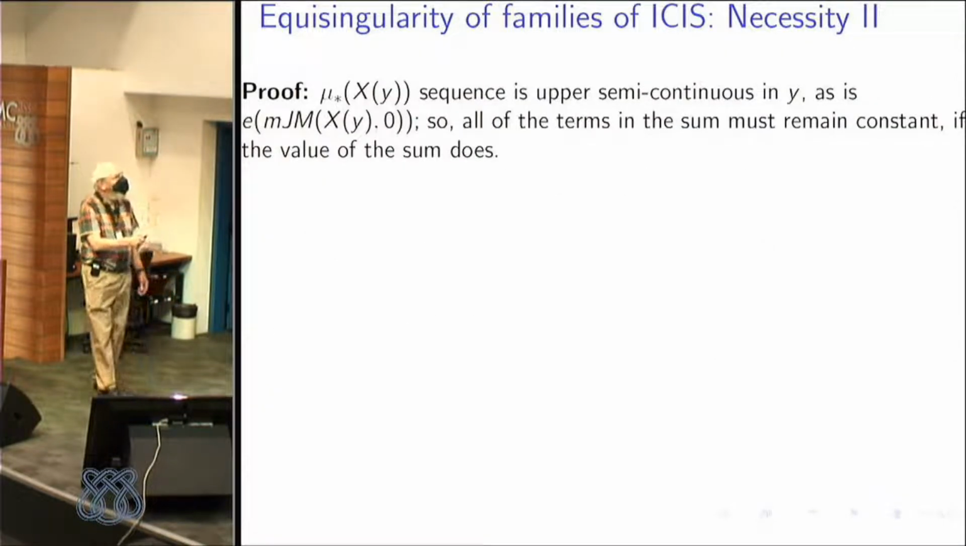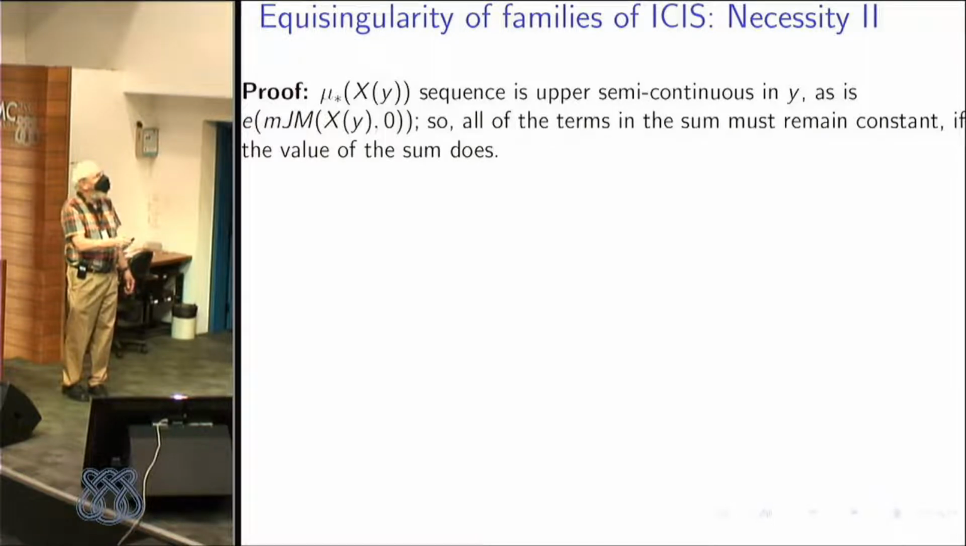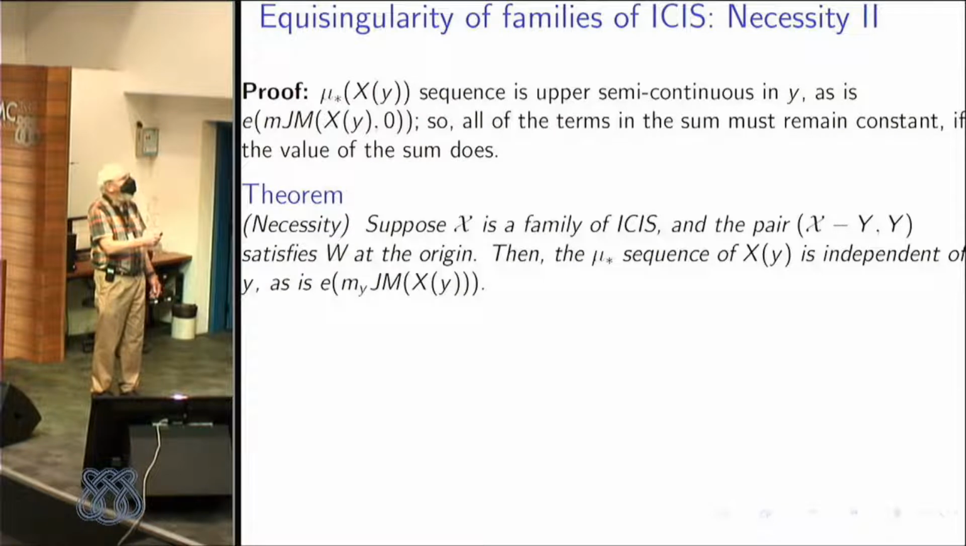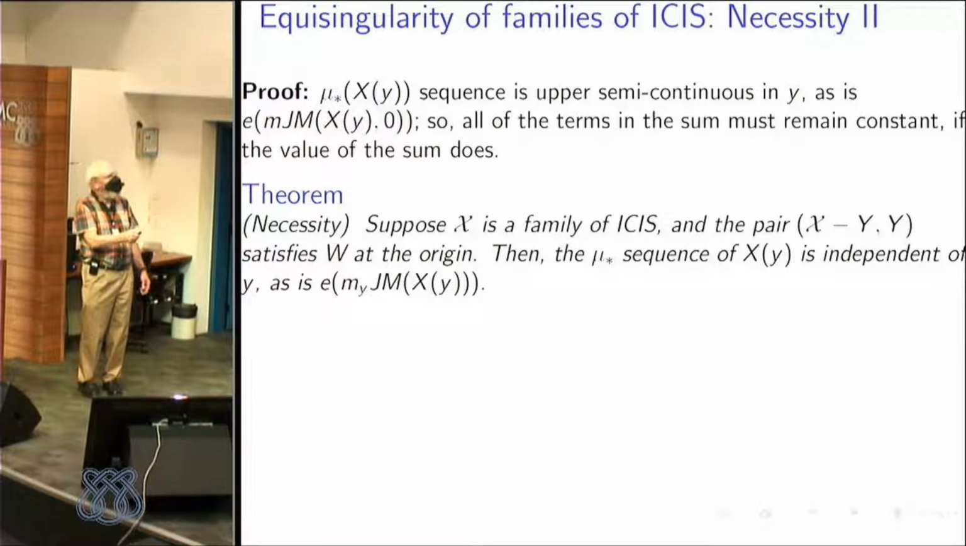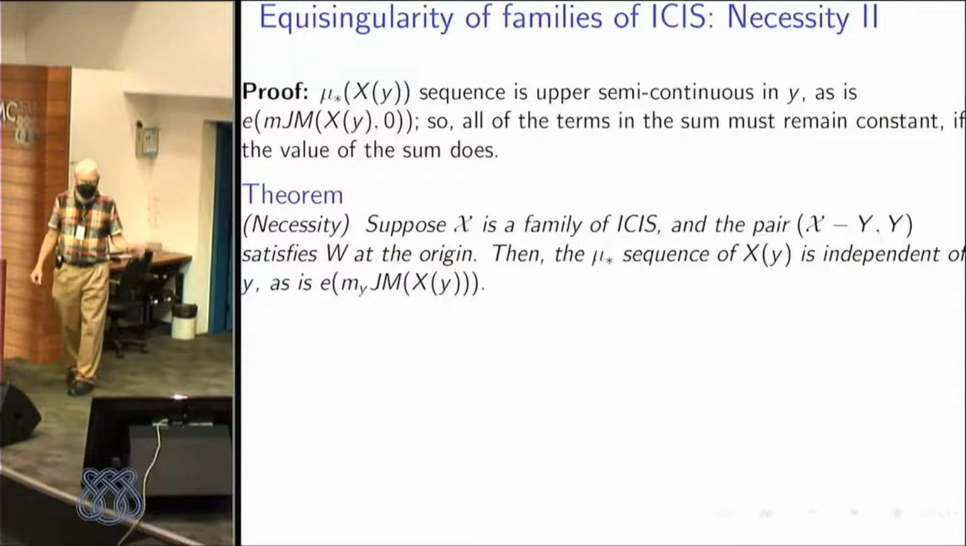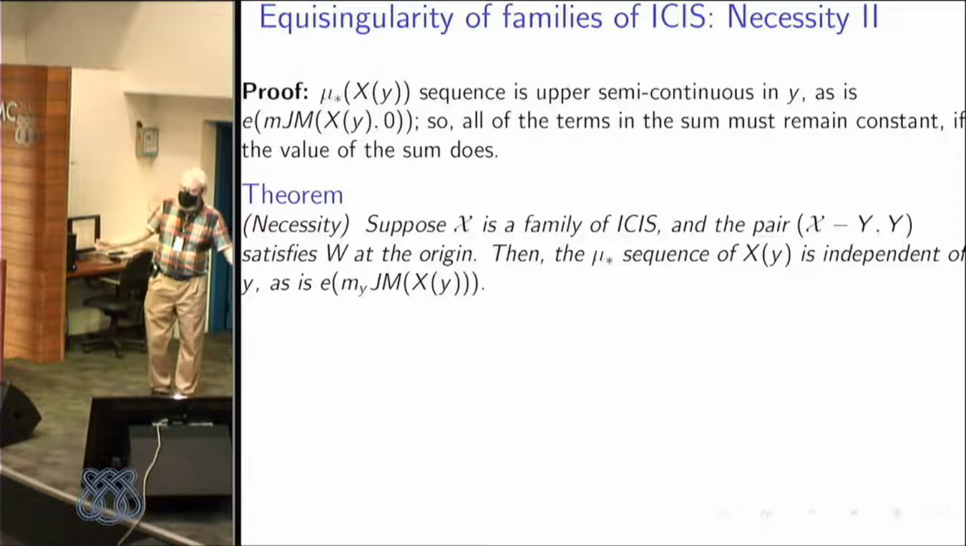So here's the proof of necessity. The mu star sequence of XY is independent of Y. So supposing we satisfy W, if W holds, then all of the elements here are homeomorphic. And actually, it's stronger than that. Teissier proved that if W holds here, then not only are all of the members of this family homeomorphic, but all of the members of the associated sections are homeomorphic too. So the mu star sequence of xy is independent of y, and hence so is the multiplicity of the maximal ideal times the Jacobian module. And that gives us a necessary and sufficient condition for the W equisingularity of families of ICIS, and that finishes the talk. Thank you.